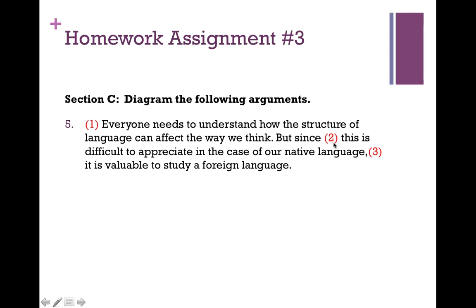It seems like 2 and 1 have to work together in order to get to 3. It would be like this. Premise 1, everyone needs to understand how the structure of language can affect the way we think. Premise 2, this is difficult to appreciate in the case of our native language. Therefore, it is valuable to study a foreign language. And 1 and 2 are functioning together. 1 by itself doesn't offer any kind of partial support for 3. 2 by itself doesn't offer partial support for 3. But 1 and 2 together do yield 3.